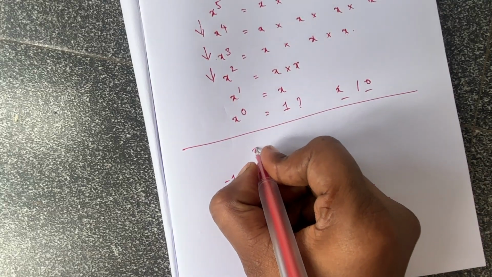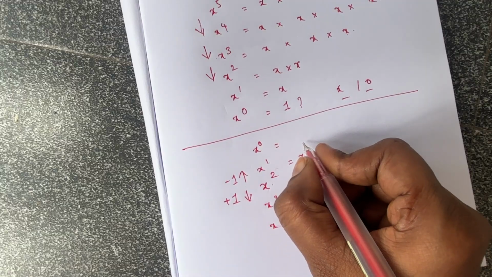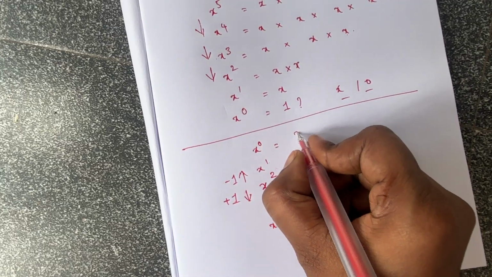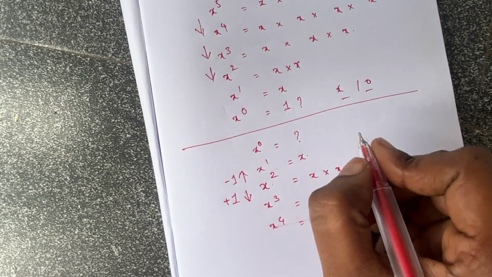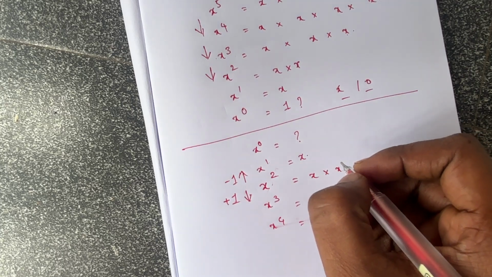Same way, when I say x to the power of 0, my number of x's should get decreased by 1, because I have reduced from 1 to 0. So ideally what value should come here? This is the actual question to think of. So now let us understand the pattern a little better.